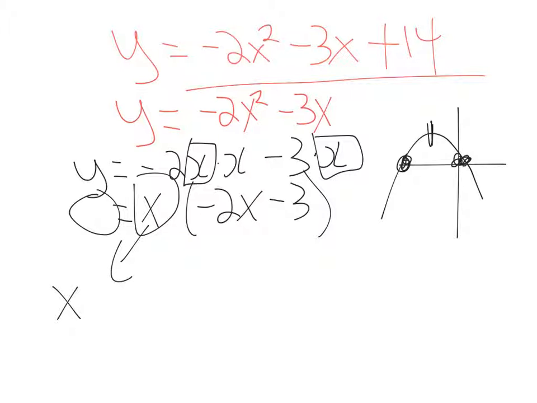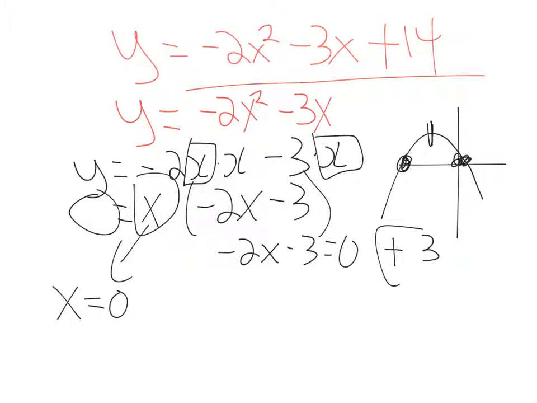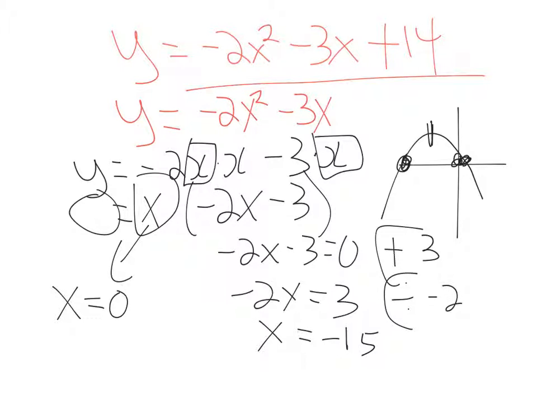So either x equals 0 or negative 2x minus 3 equals 0. To that I have to add 3. So I'm going to have negative 2x equals positive 3. And then I'm going to divide by negative 2. x is going to equal negative 1.5. Okay, so those are my two x-intercepts for the simple version, which is this one here. So it's going to be the x-intercepts for that right there.